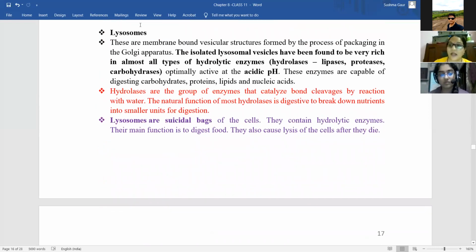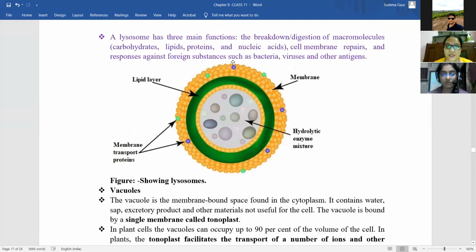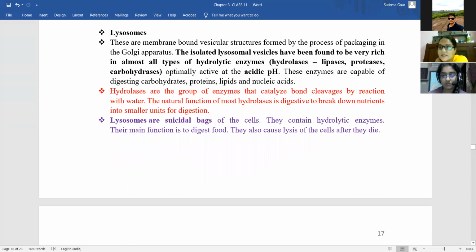Lysosomes. So what are lysosomes? Let us see the structure of a lysosome. This is the structure of a lysosome. This is the outer membrane of the lysosome, and these pores represent the membrane transport proteins. This green layer represents the lipid layer, and the thing present inside this lipid layer represents the hydrolytic enzyme mixture, meaning a mixture of a large number of hydrolytic enzymes that are responsible for hydrolysis of something.